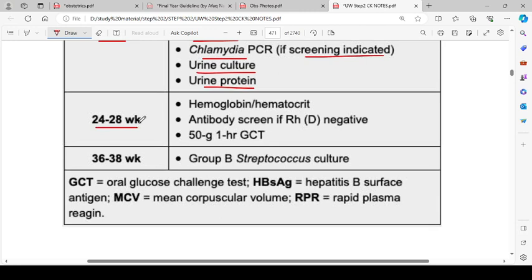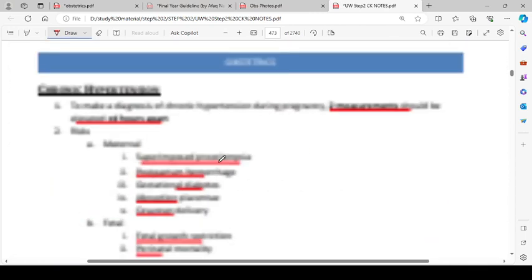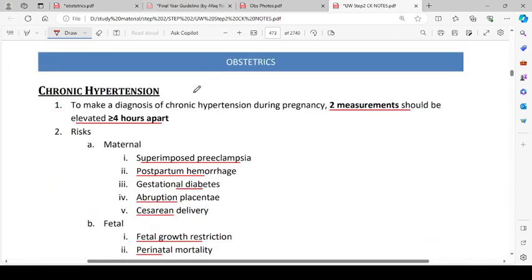At 24 to 28 weeks, we do the hemoglobin and hematocrit, antibody screen if RHD negative, and 50 gram 1 hour GCT. That is the glucose challenge test, the 50 gram, 1 hour oral glucose challenge test. Then at 36 to 38 weeks, group B streptococcal culture. Okay. Then we have chronic hypertension.